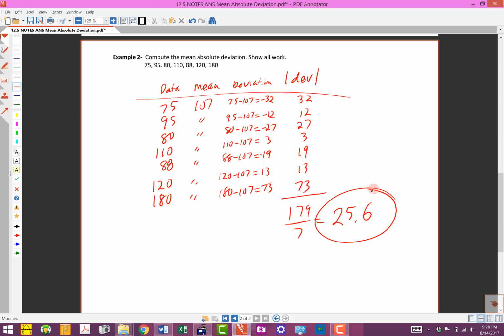And again, the bigger this is, the more variation there is. The smaller that is, the less variation. Or in other words, there's less spread if it's a small number, there's more spread if it's a big number.